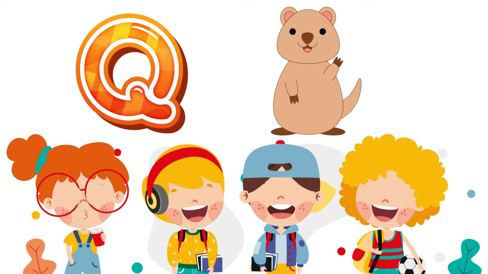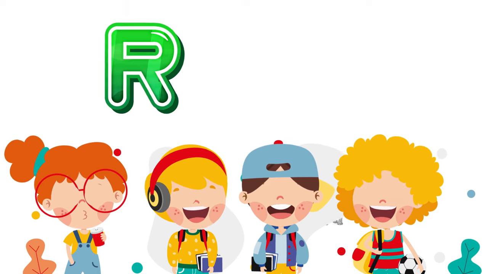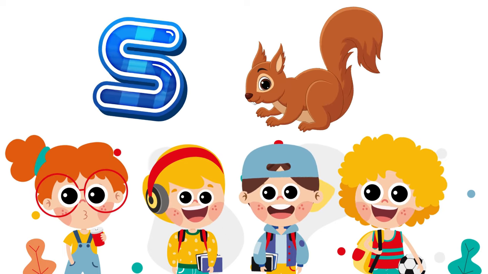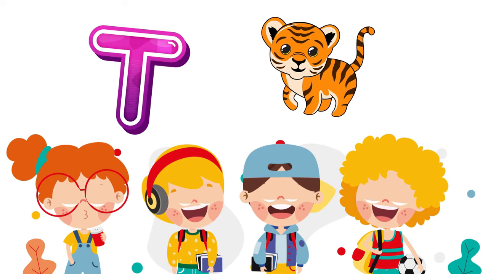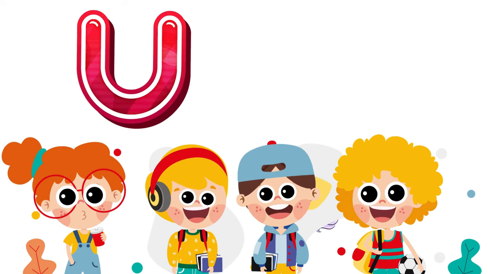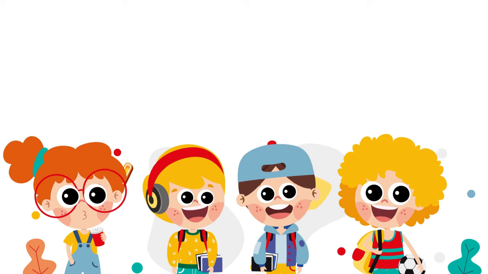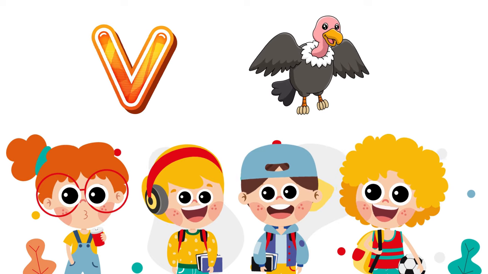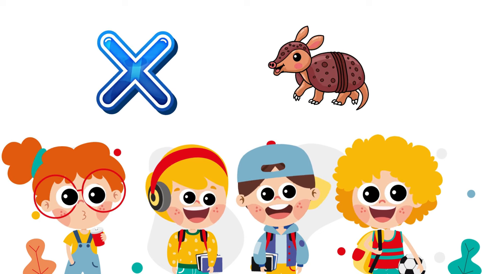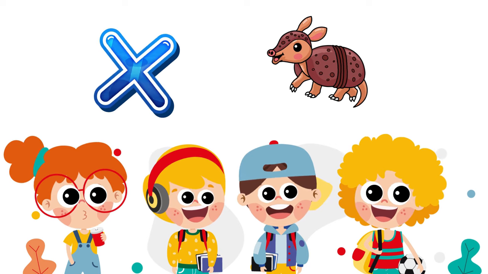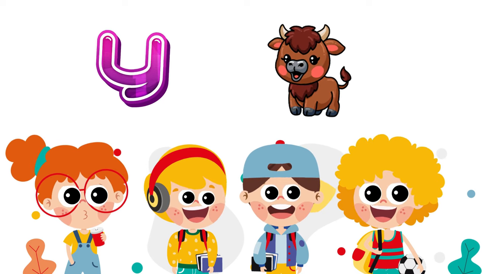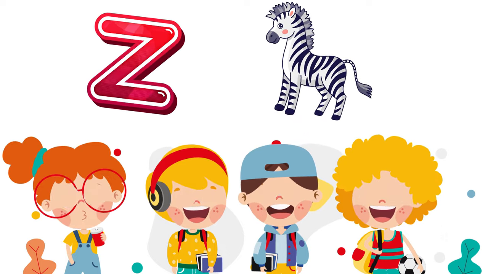Q is for quokka. Quokka. R is for rhinoceros. Rhinoceros. S is for squirrel. Squirrel. T is for tiger. Tiger. U is for unicorn. Unicorn. V is for vulture. Vulture. W is for wolf. Wolf. X is for Xenarthra. Xenarthra. Y is for yak. Yak. Z is for zebra. Zebra.